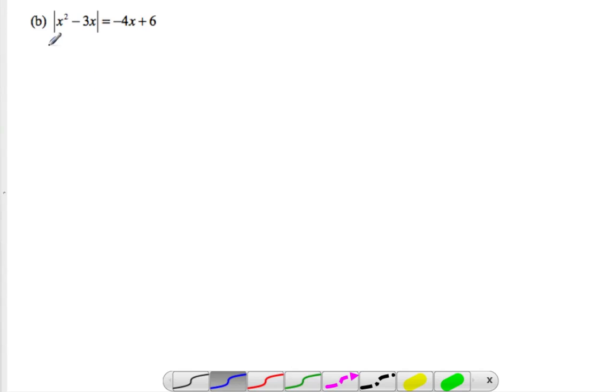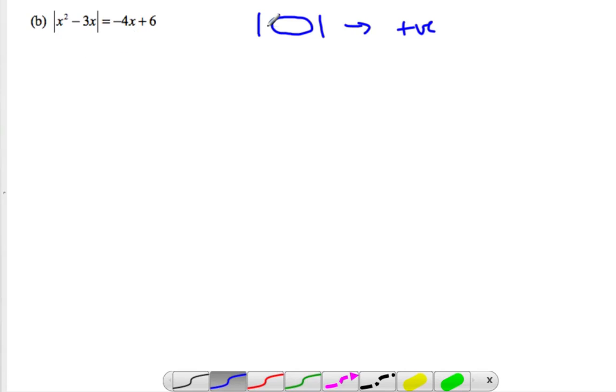Solving absolute value equations when there's one absolute value sign, I'm going to approach from a different perspective. I know what absolute value does. It always forces whatever is inside here to be positive. So let's think about that. I have this stuff in here, and I want it to be positive. It ends up being positive after I do absolute value.